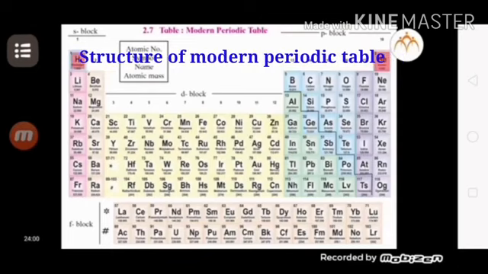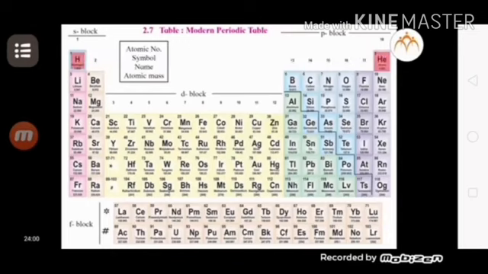Structure of modern periodic table. The modern periodic table contains 7 horizontal rows called periods, 1 to 7. Similarly, the 18 vertical columns in the table are the groups, 1st to 18th. The arrangement of periods and groups results in the formation of boxes. Atomic numbers are serially indicated in the upper part of these boxes. Each box corresponds to the place of one element.